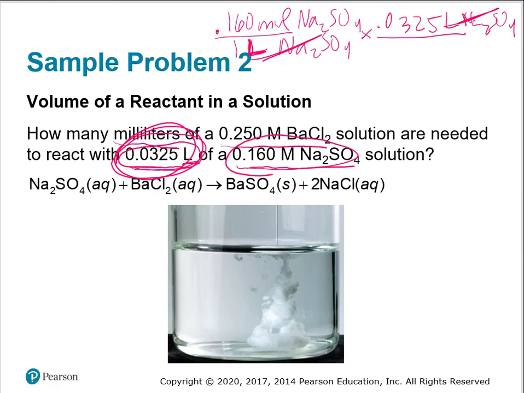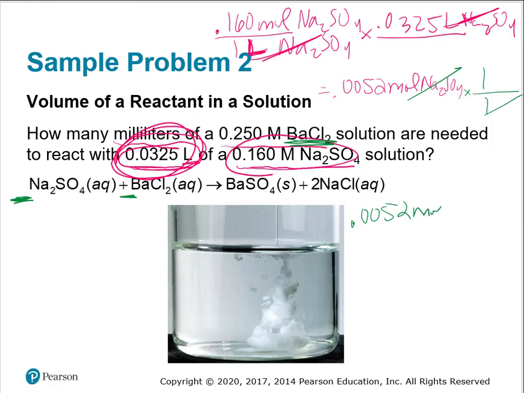Leaving me with moles of Na2SO4. Now that I have moles of Na2SO4, I can hop from Na2SO4 to barium chloride. Notice it's a 1-to-1 ratio. So 1 mole of Na2SO4 to 1 mole of barium chloride. That will cancel out my moles of Na2SO4, leaving me with just 0.0052 moles of barium chloride.